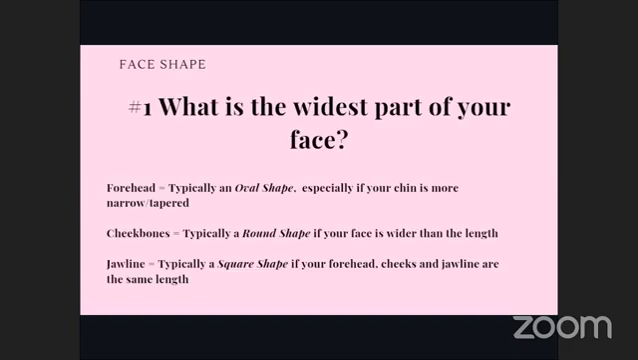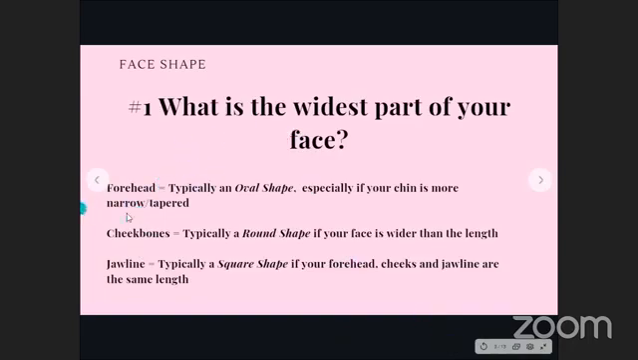Cheekbones, if your cheekbones are the widest part of your face, typically you'll have a round shape. If your face is wider than the length of your face, chances are you're going to be round shaped. Jawline. Now, if your jawline's the widest part of your face, that's typically a square shape. Especially if your forehead, your cheeks, and your jawline are all the same length, so it's all uniform.